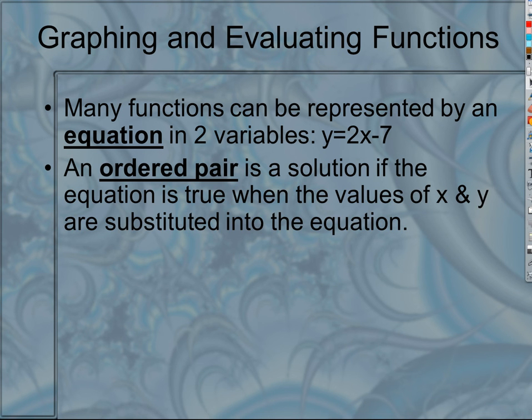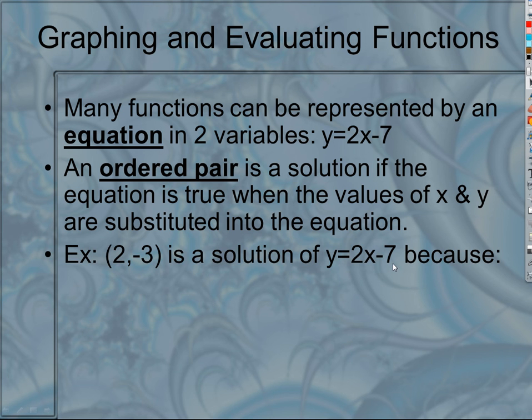Now, something we want to keep in mind is that an ordered pair is going to be a solution, the x and y values are a solution, of course, if they make that equation true. And that's always going to be the case, whether we graph with a calculator or otherwise. So, for example, 2, negative 3 is a solution because it works. If I plug in 2 for x and negative 3 for y, it makes the equation true.